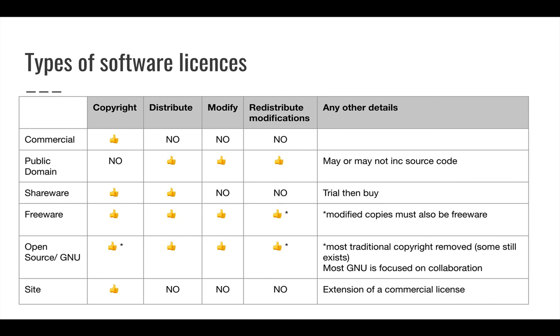But the important point to note is that people didn't want to suffer legal ramifications. So, most of your traditional copyright is removed, but people wanted to be able to distribute, modify, and redistribute without any particular legal ramifications or legal consequences. And that's where the open source or GNU license came from. Okie dokie. So that is software licenses.